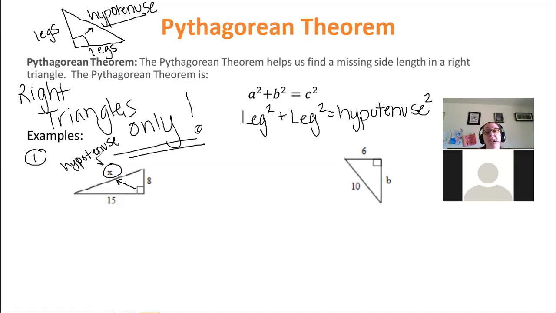So we are missing the hypotenuse there. So that means we can just follow the Pythagorean theorem exactly how it is. We're going to take the first leg and square it. We're going to add it to the second leg squared, and that's going to equal the hypotenuse squared. Okay, so the first step is to set it up just like that.